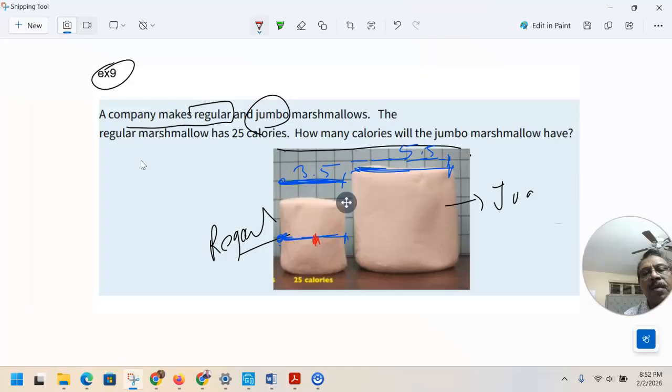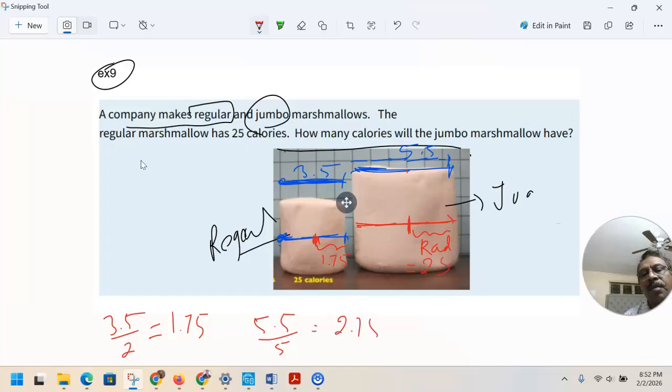So this is 5.5. Now, if you want to take the half of the diameter, you have to know the radius. So this will be 3.5 divided by 2, so you end up getting 1.75. You can check with the calculator. And the other one, if this is 5.5, you want to know what is the radius here. So this radius will be half of 5.5, which is 2.75.